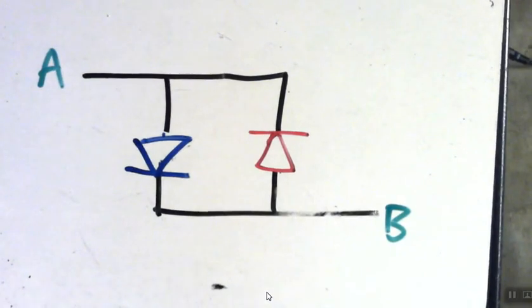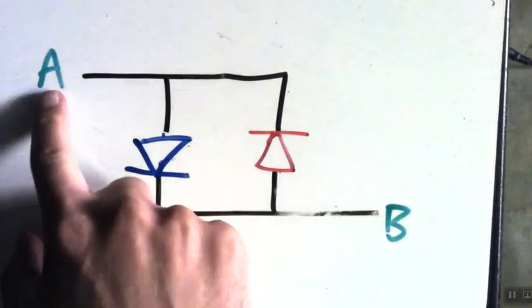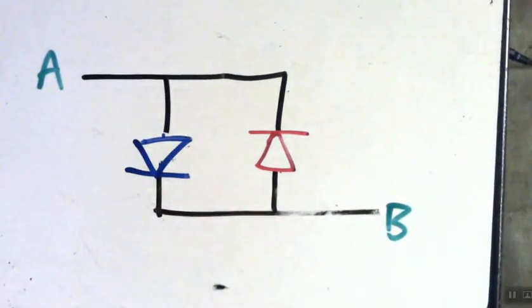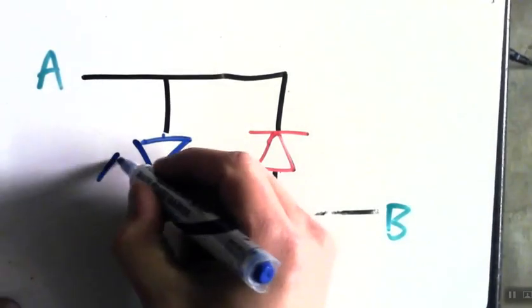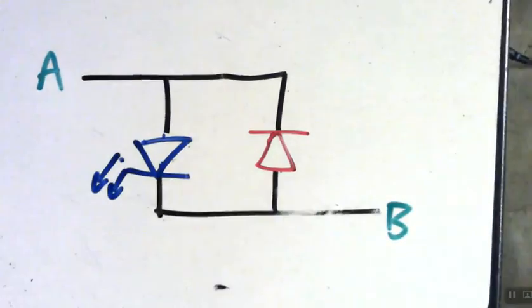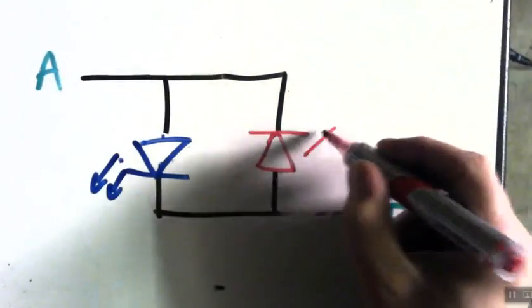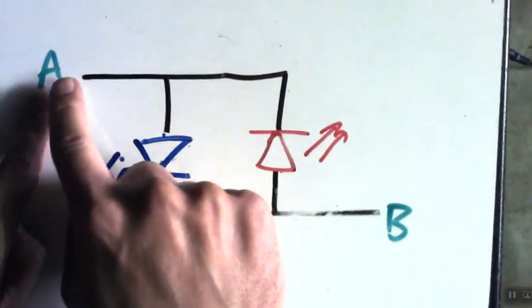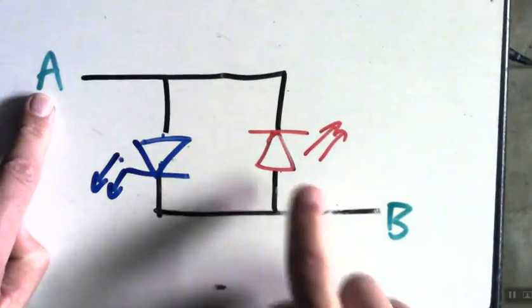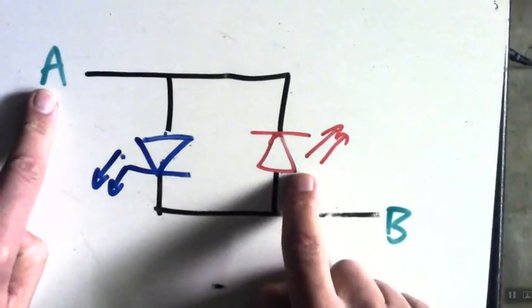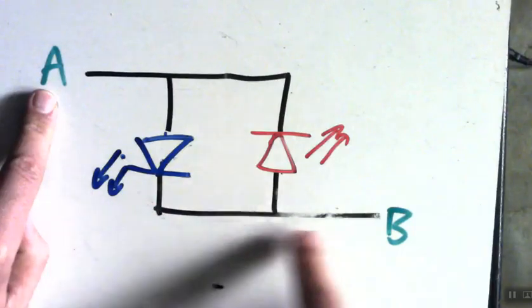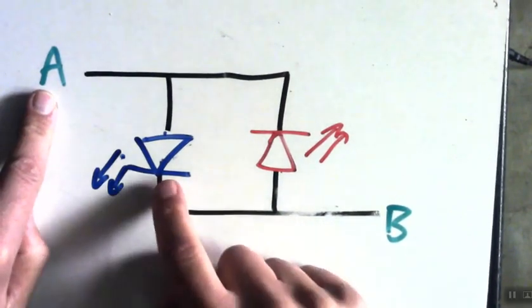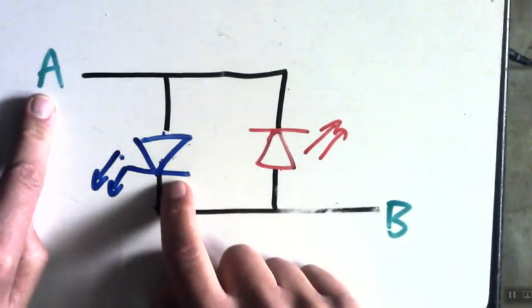So in a typical circuit, you will sometimes have 2 light emitting diodes. Light emitting means it shines light if the current flows through it. So if the current goes from A to B, the red one would block the current, but the blue one would allow the current to go through, and we'll have a blue LED shining.